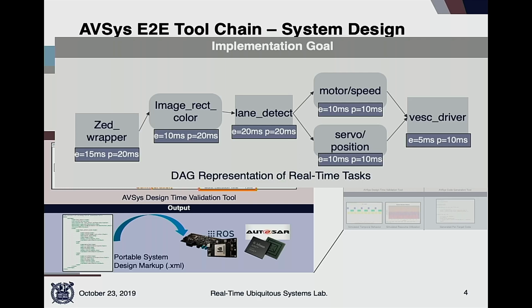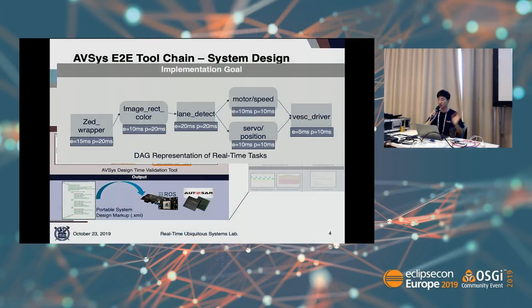After that, the lane detection gives the model speed and the angle of the vehicle. Then finally the vehicle driver actuates the signals. So this is the DAG representation of the lane detection example. This is the implementation goal: we want to make this a module of the autonomous vehicle driving system.